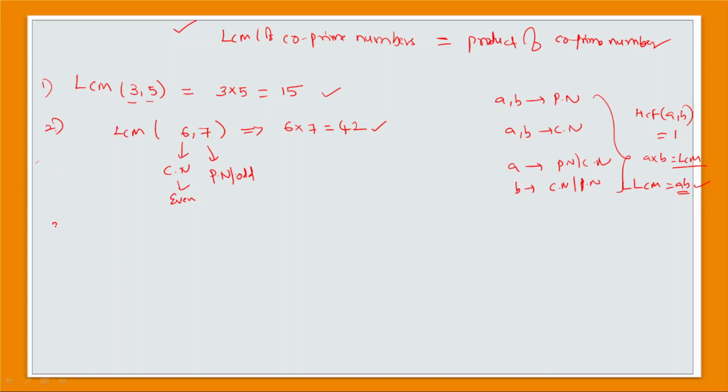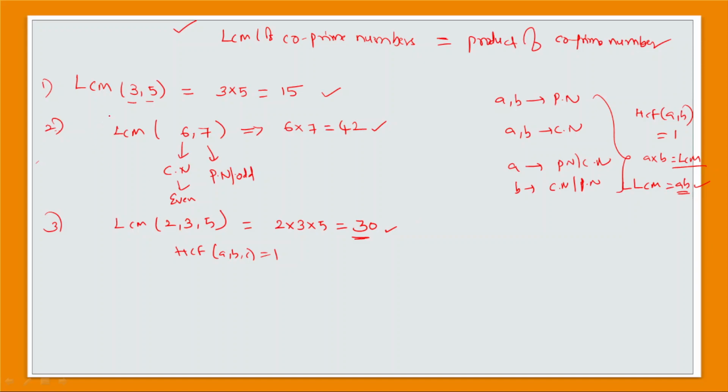Let us consider the third example: LCM of 2 comma 3 comma 5. In this also we get the HCF of A comma B comma C as 1. Simply the LCM will be the product of those co-prime numbers. So 2 into 3 into 5 equals 30. So this will be the second method of approach.